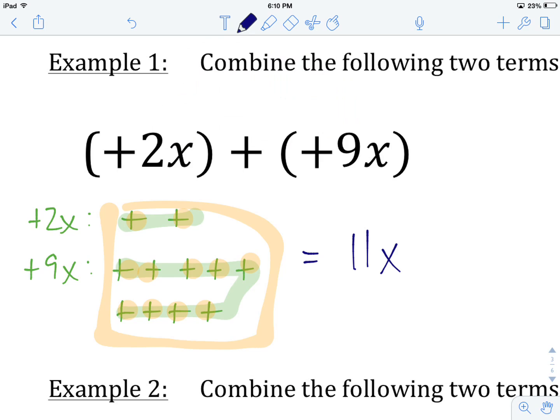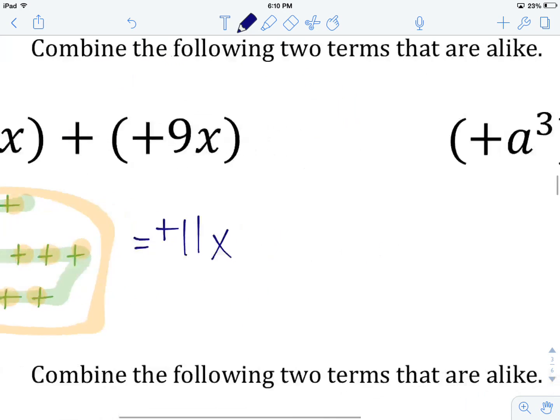If you look at what we've done, we've taken the coefficients of these terms, the positive 2 and the positive 9, and we've combined them. We now have 11, and then we just keep the variable, which is x. If you wanted to say x to the exponent 1, or just x is fine. So we have positive 11 x's after we combine them. Let's have a look at another example.